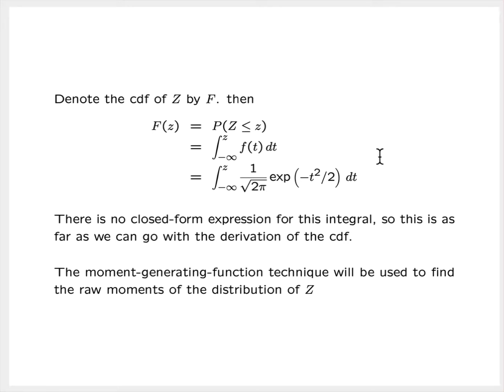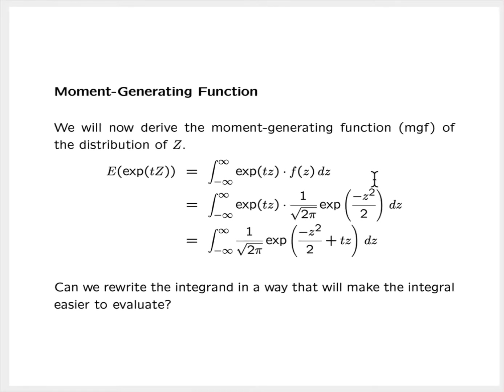So this is the integral expression that would give us the value of the CDF at any given real number z. Now the problem is that there is no closed form expression for this integral, and so this is really as far as we can go with the derivation of the CDF at this point. Now we'll talk more about the CDF a little later, but we really can't go any further with it at this point. Now the moment generating function technique is going to be used to find the raw moments for the distribution of this random variable z, and so let's take a look at this.